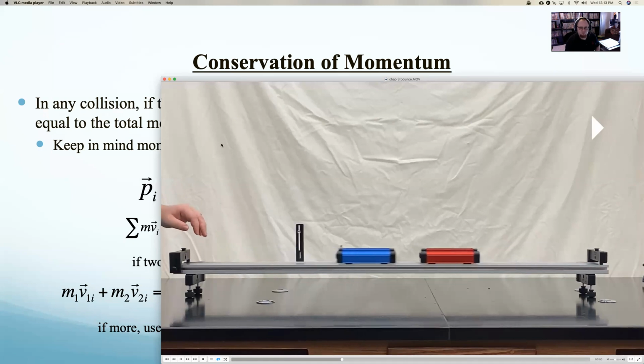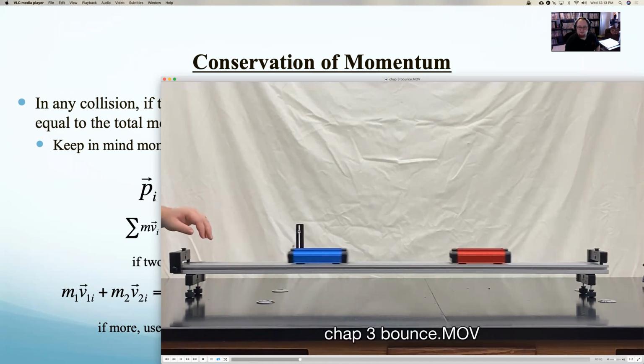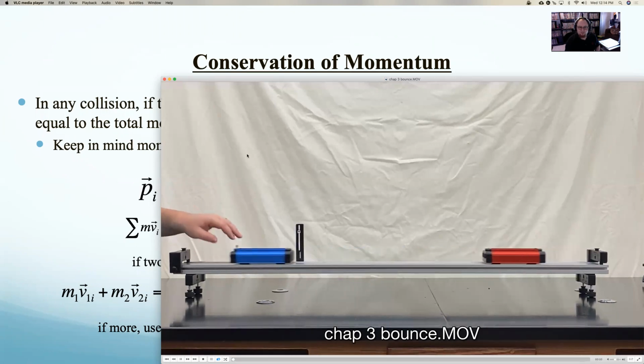the mass times velocity of the blue car, which is now negative, plus the mass times velocity of the red car, which is now positive. Make sense? Any questions?